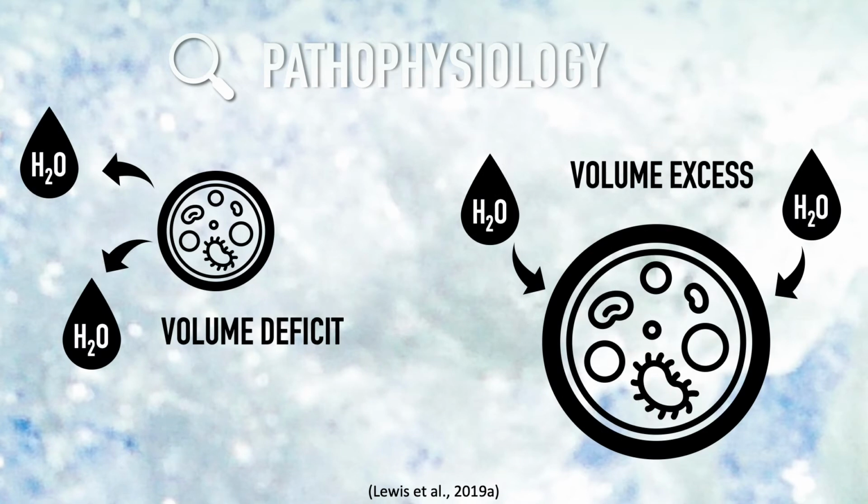When a volume deficit occurs, water leaves our cells and causes them to shrink, and the cells may die. On the other hand, when a volume excess occurs, the water rushes into our cells, causing them to expand and possibly burst. In either of these cases, our cells are not able to function properly, and damage may be irreversible if not corrected. Consider the different cells within our body.